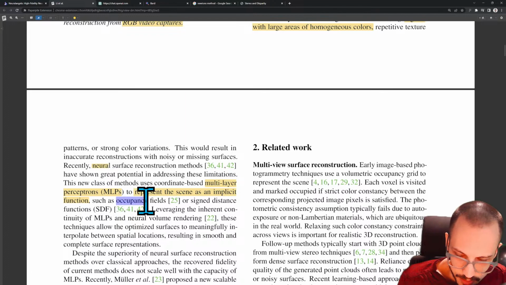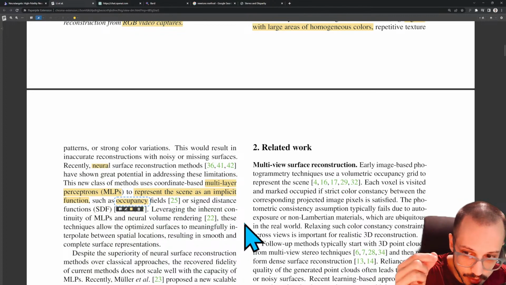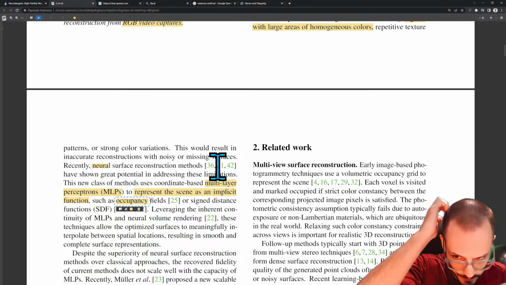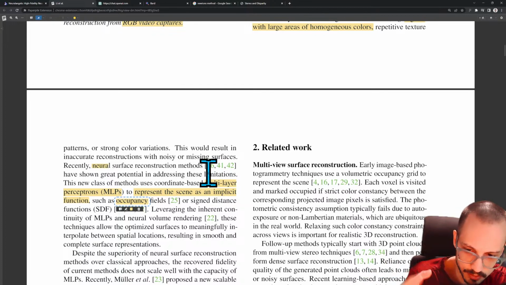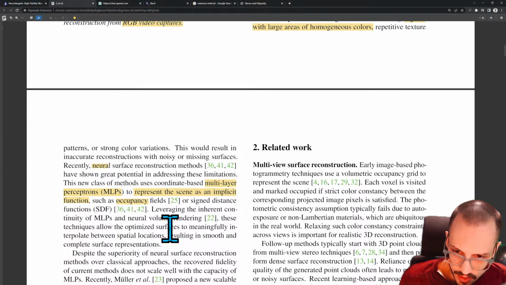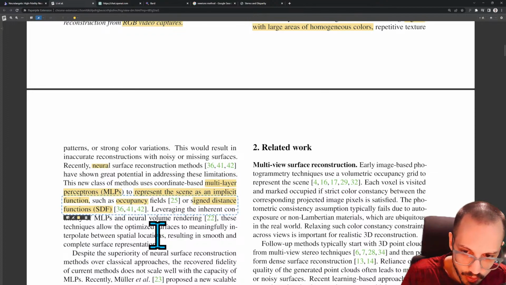Occupancy fields. Occupancy refers to inside a volume, whether or not the part of that volume is occupied, right? So you have some square, some volume in 3D space, and then what is the occupancy at any point within that volume? Signed distance functions. This is a function that tells you how far away you are from the surface of an object at any point inside a volume.